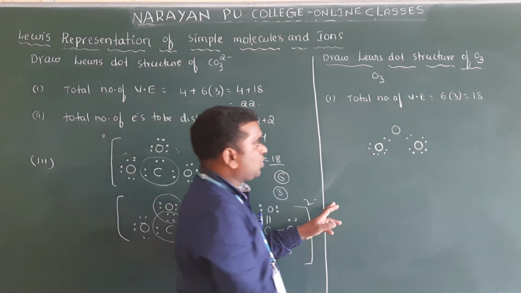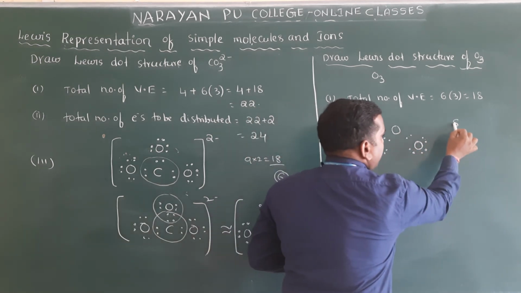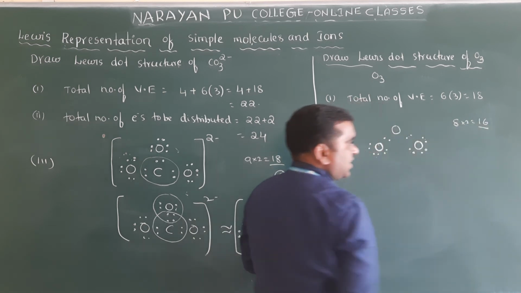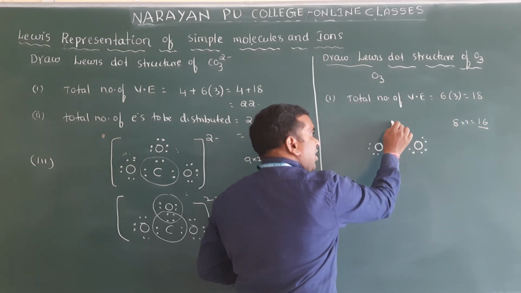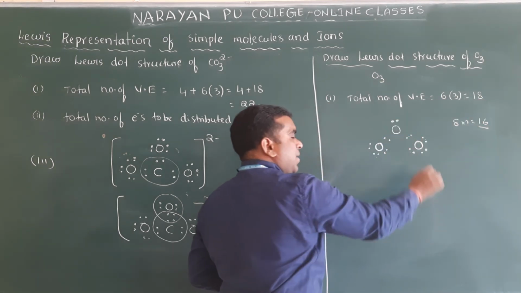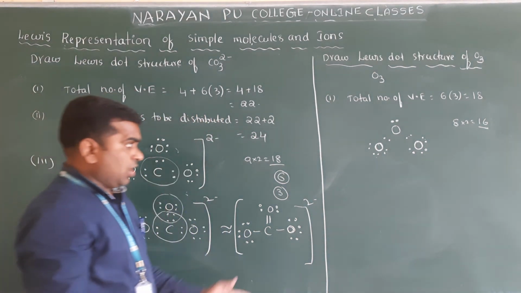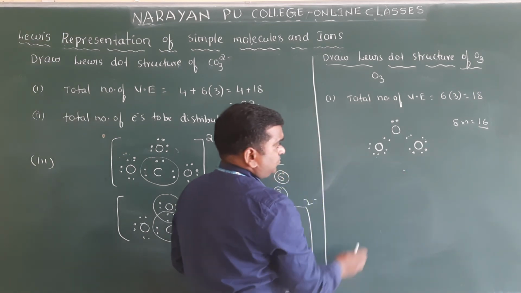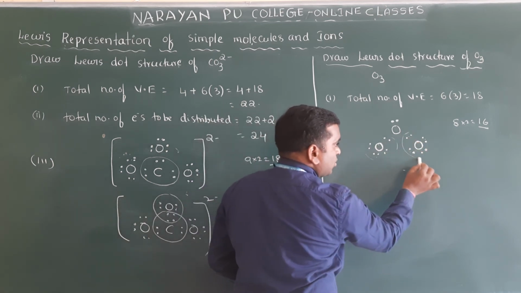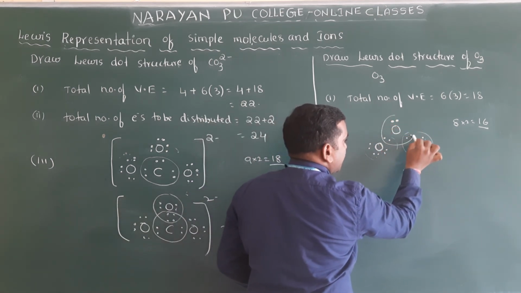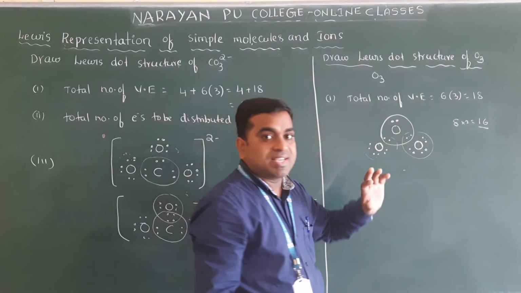Now you see how many electrons we have used? 1, 2, 3, 4, 1, 2, 3, 4. Total 8. 8 into 2 means how many electrons we have used here? 16 electrons. How many electrons are left here? 2 electrons are left, and those last remaining 2 electrons you put as a pair on the central atom. That is the structure. Clear? Now, if you see this one, this oxygen attained the octet, and this is also an octet, but this central oxygen, you see, how many electrons are there? 1, 2, 3, 6 electrons are there.